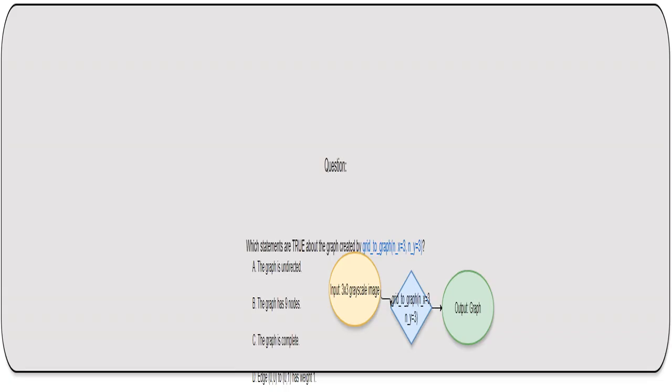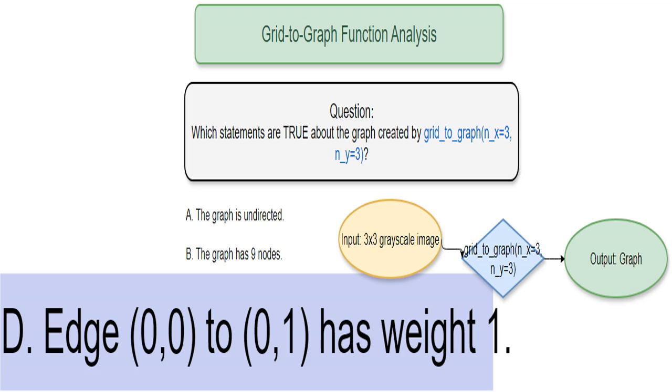This question asks you to determine which properties correctly describe the graph produced by grid_to_graph when given a 3x3 grid as input. This function takes in the dimensions of the grid, 3 rows and 3 columns, to build a graph. We start with a 3x3 image, which means that we have a 3x3 grid. We use the grid_to_graph function to build a graph out of this grid.